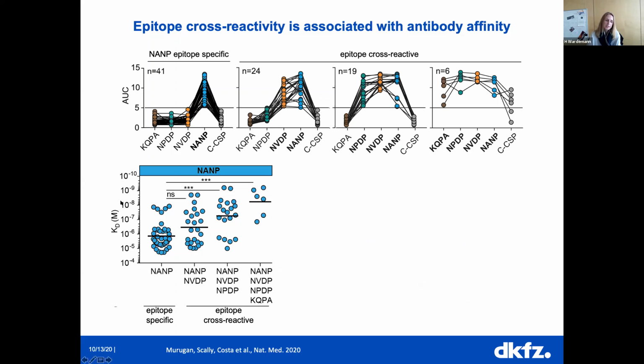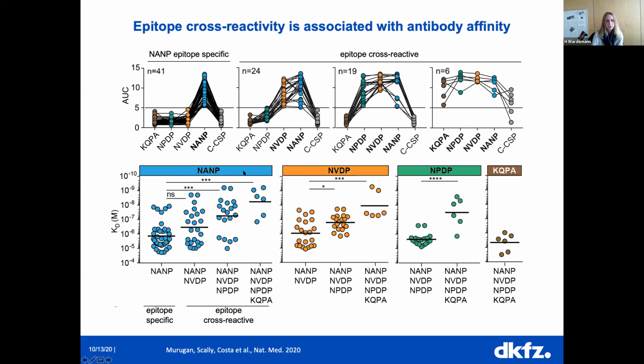And so we measured affinities here. This is work done by Roger Gopal-Murugan. And what he showed is that the cross-reactive antibodies had overall higher affinity to the NANP motifs, but also to the junctional epitopes here, suggesting that it's not just specificity, but cross-reactivity is also linked to affinity.